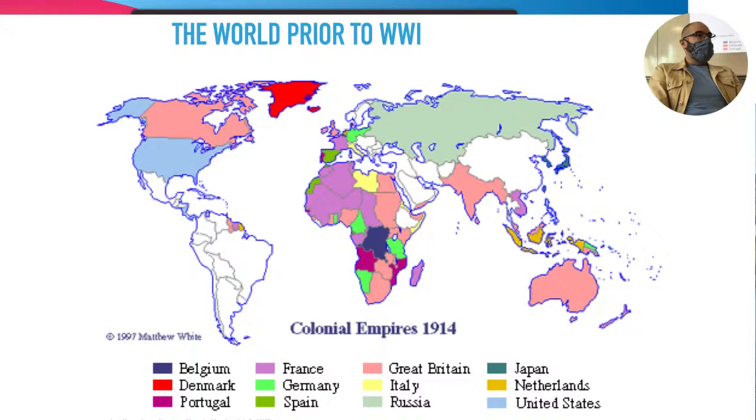Yeah, that colonial period was heavily motivated by trying to get resources, right? Wood, oil, minerals, rubber, things like that, spices, all of those things were being taken from countries in Africa, in Southeast Asia, in India, and being sent back to Britain and France and so on, right?